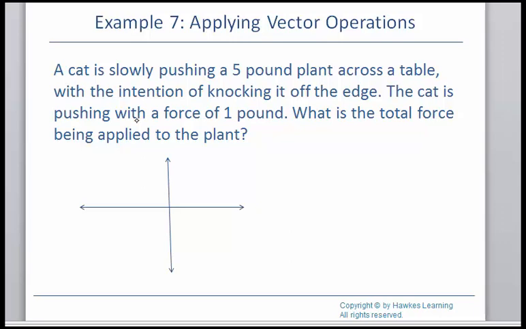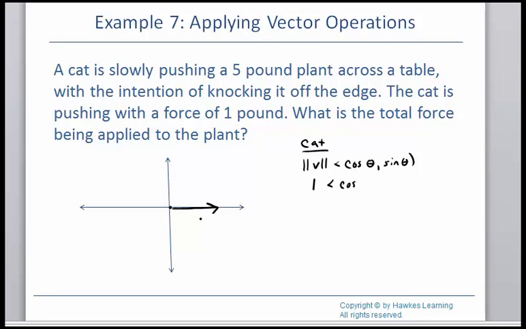Let's begin by thinking about the cat pushing the plant across the table. And let's write a vector to represent the movement of that plant. So if the plant begins here and the cat is pushing it across the table, the plant's going to move in that direction. Remember that we can write our vectors by looking at the magnitude and then multiplying by the cosine of the angle and the sine of the angle. The magnitude is the force with which the cat is pushing. So it says the cat is pushing with a force of 1 pound.